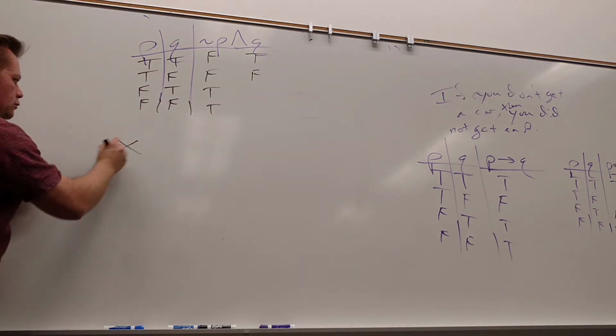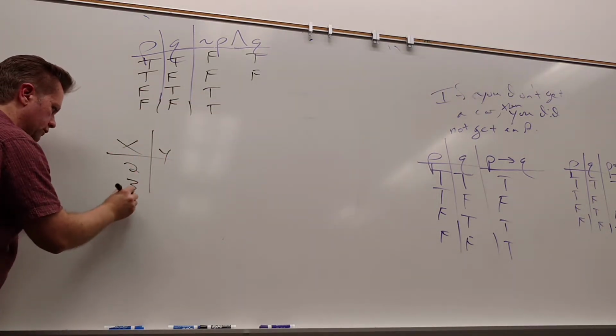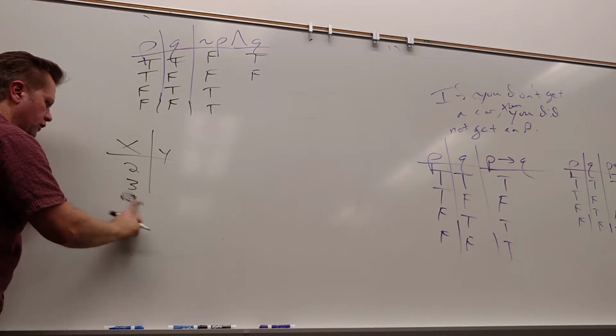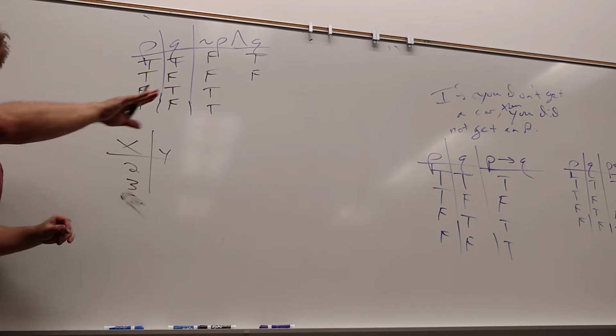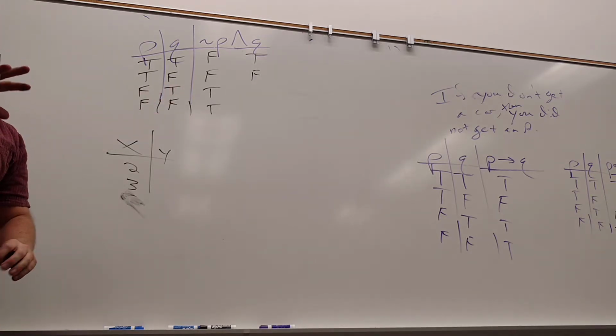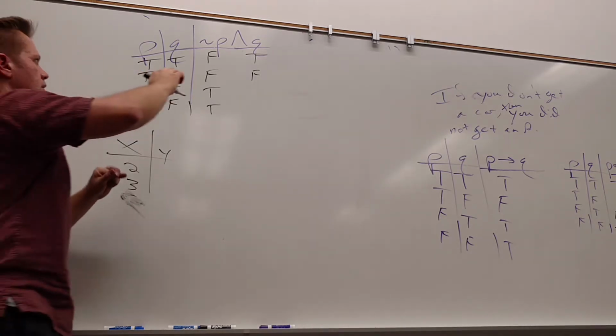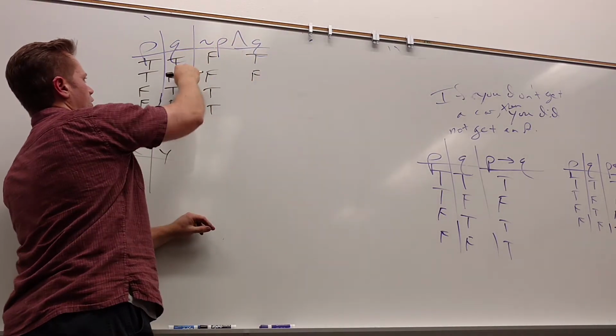And again, it's just like an XY table. When you say 2, 3, 7, that's on this row, X is 2. On this row, X is 3. Right? That's what it meant. And Q is just true, false, true, false.